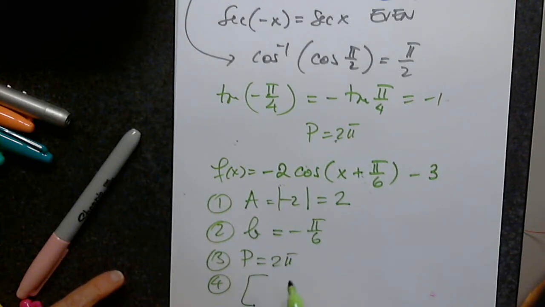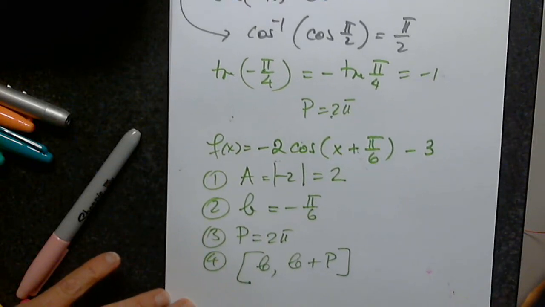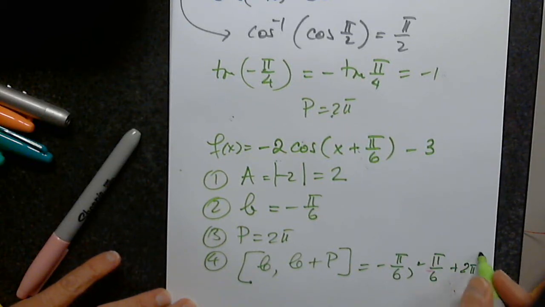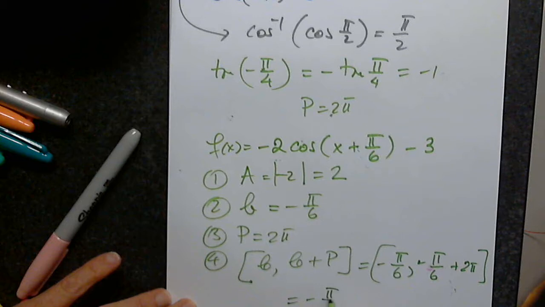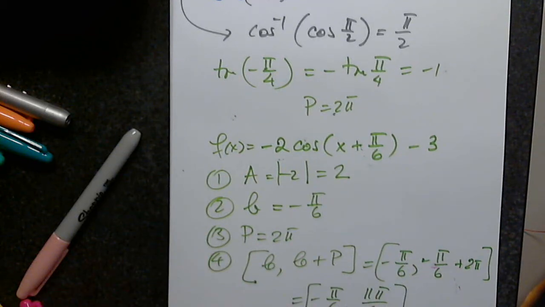And now the interval is still the same, b plus the period. So where this is negative pi over 6, comma, negative pi over 6 plus 2 pi. So this is negative pi over 6, comma, 6 times 2 minus 1, 11 pi over 6. Of course, the base will be reversed. Why? Because of the negative in front, right? It will also be stretched, but upside down.